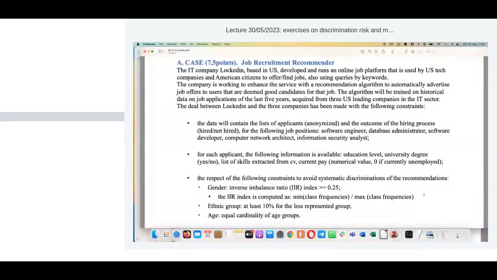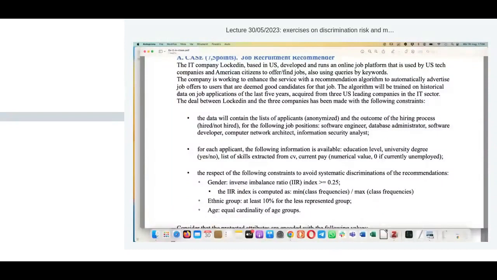The IT company Lockheed, based in the US, developed and runs an online job platform that is used by US tech companies and American citizens to offer or find jobs, also using queries by keywords. Lockheed is like LinkedIn, and it's specific to the US. The company is working to enhance the service with a recommendation algorithm to automatically advertise job offers to users that are deemed good candidates for that job. So the recommendation algorithm works to advertise a given vacancy.